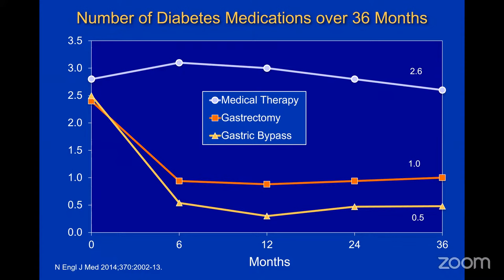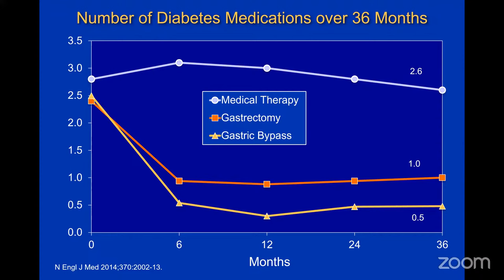This is the number of diabetes medications. And what you see is with the gastric bypass patients, they were on 0.5 meds, meaning that they were typically on, you know, a gram of metformin a day. And they had normal hemoglobin A1Cs. Most of them, the diabetes disappeared. We did bariatric surgery. We showed in this small study, when the journal understood the importance and they published it, that you can reverse diabetes with weight loss.